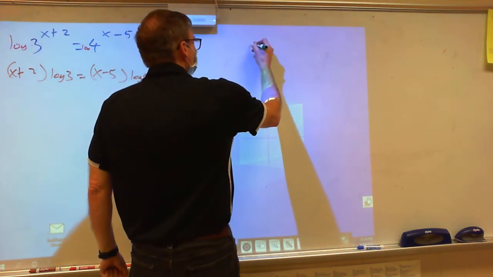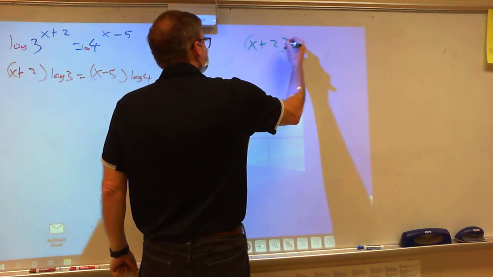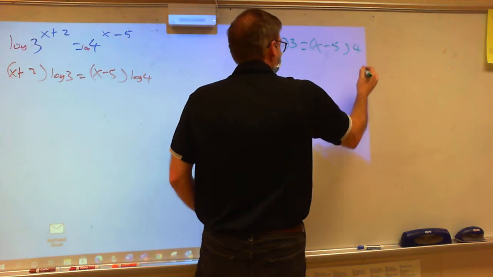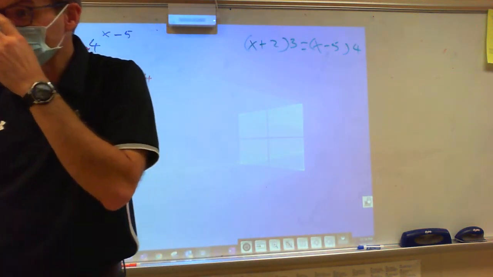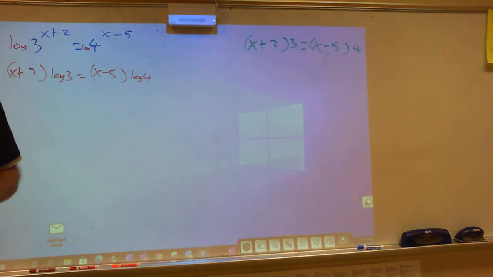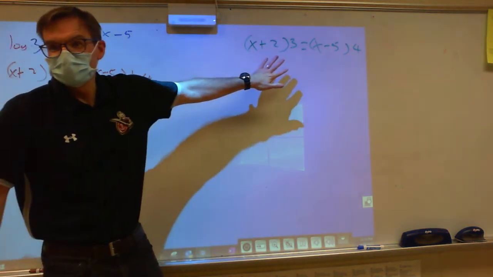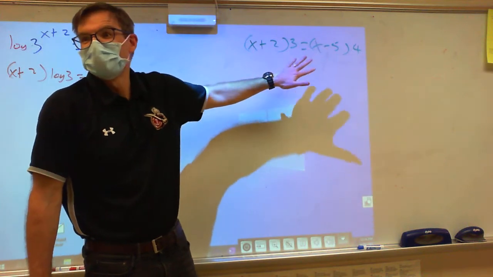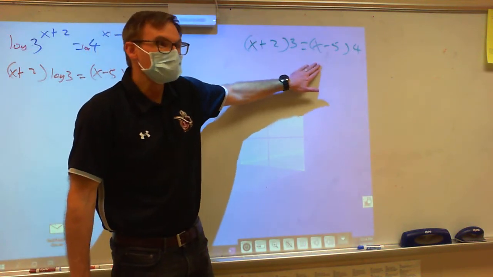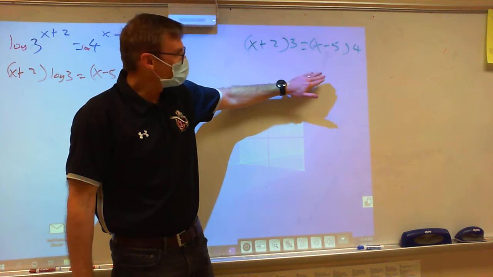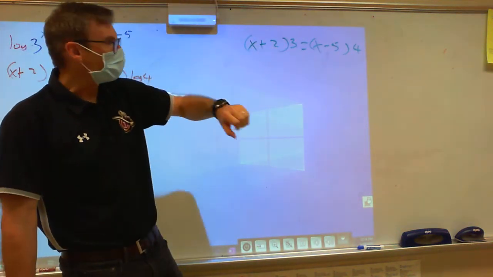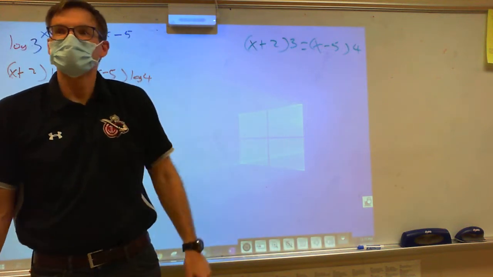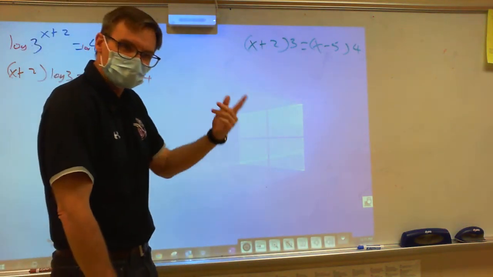And my Algebra 1 problem is going to be x plus 2 times 3 is equal to x minus 5 times 4. First, can we agree this is an Algebra 1 problem? I know Dr. McCoy may have made you do worse than this, but can we agree this is an Algebra 1 problem? So if we put our Algebra 1 hats back on and we look at this, how do you solve this? What do you do first? You distribute. Okay, so I'm going to distribute.